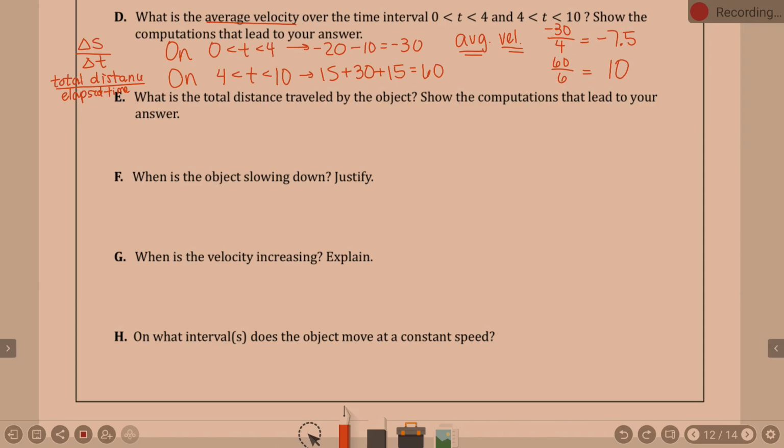Do we not have labels here? I guess we don't have any labels, do we? Okay. So looking for answers of negative 7.5 and 10. Now, notice on D, they broke it up into positive and negative, yes? So the 0 to 4 was the negative. The 4 to 10 was the positive, right?